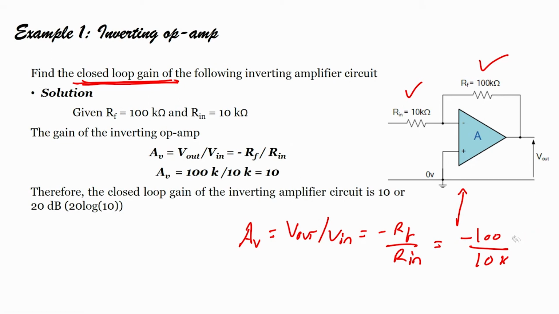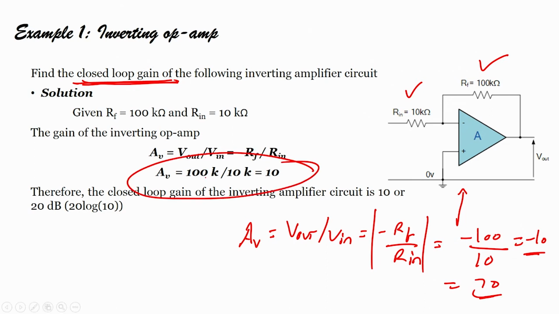So, I do not write it, that is fine, right. So, what do I have? Minus 10, but gain cannot be minus, right. So, we always write it as 10, gain is equal to 10. So, if I want to understand the closed loop gain, my closed loop gain of the inverting amplifier circuit is 10, or 20 dB, or 20 log 10, right. So, this is how I can understand my inverting amplifier. Let us see one more example.